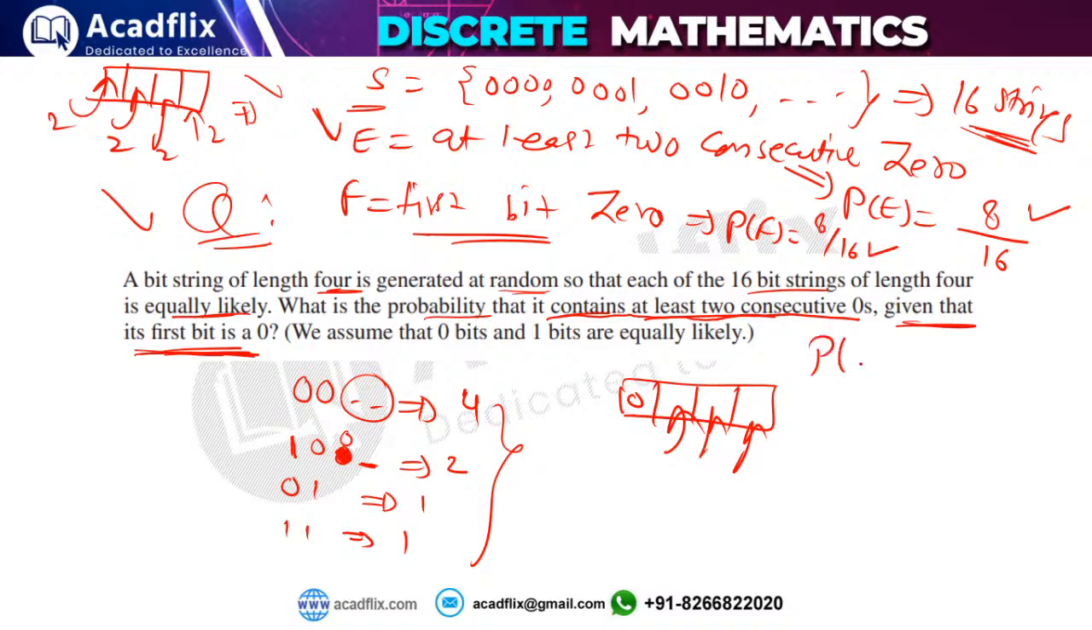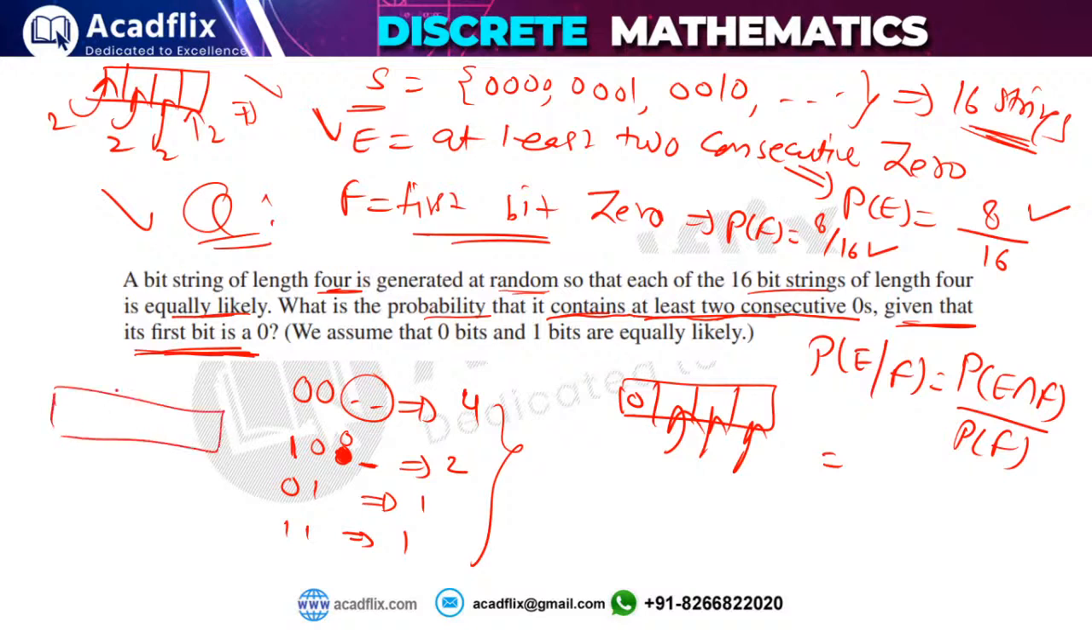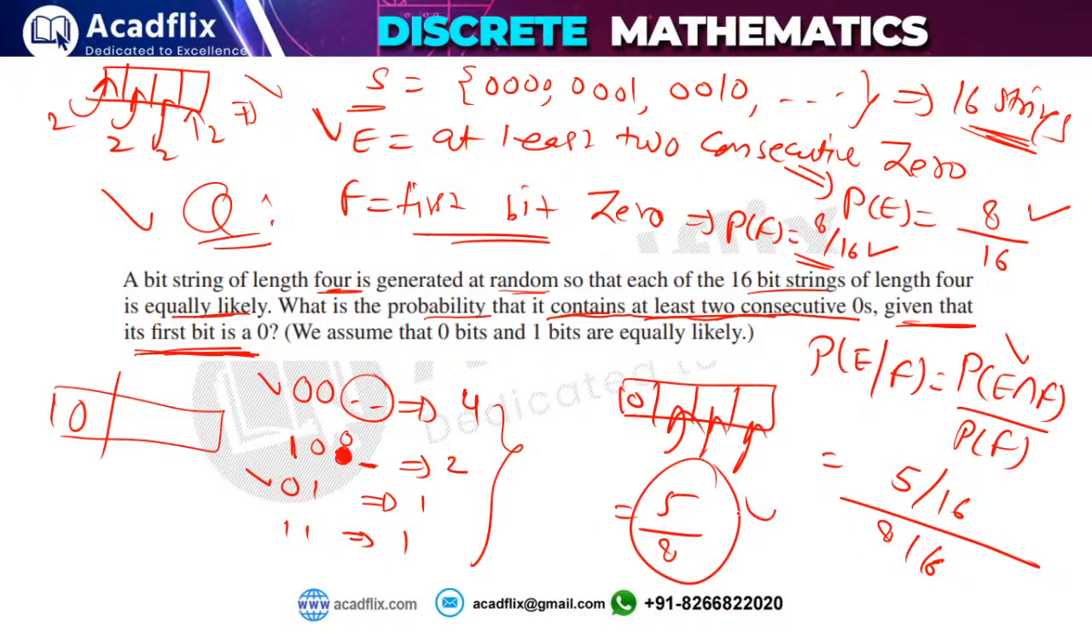Now he is asking what is the probability of E given that F? This will be E intersection F divided by probability of F. First of all, what is E intersection F? E intersection F means the first bit should be 0. Okay. So basically E intersection F will have these cases. So you have 5 cases. So this will be the probability of 5 divided by 16 for E intersection F. And what is the probability of F? That we have already calculated, 8 by 16. So your answer will be 5 by 8. So this will be your answer, 5 by 8.